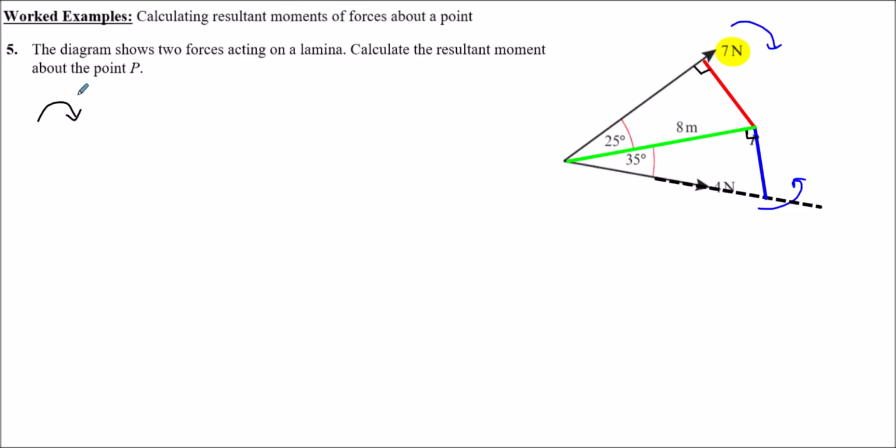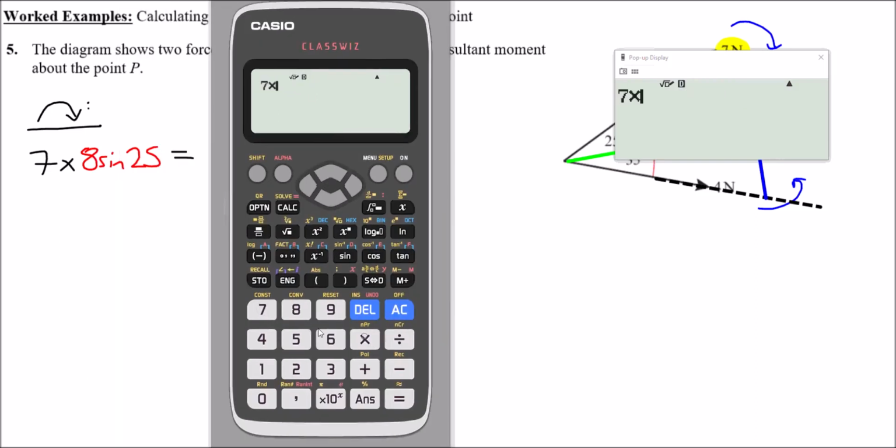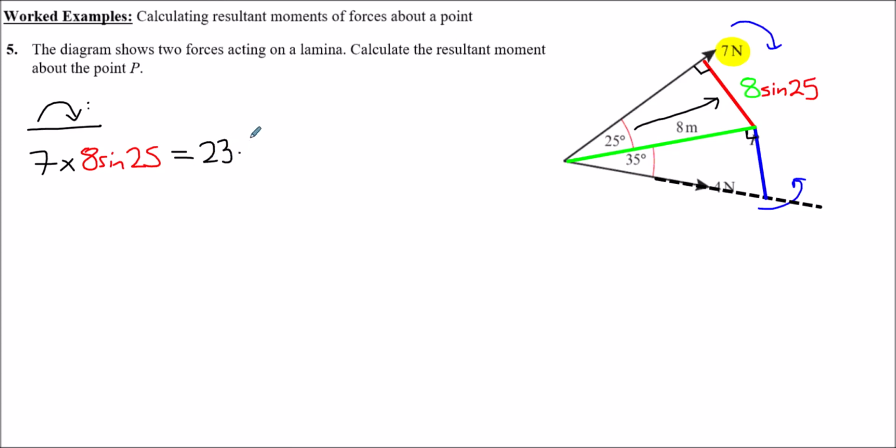So acting in the clockwise direction is going to be the 7 Newton force. So this distance here in red, I need to work out the opposite side to this 25-degree angle. The opposite side is going to be the hypotenuse, which is 8, multiplied by sine of the angle. So it's going to be 8 sine 25. So for the 7 Newton force, its moment is 7 multiplied by this red distance here, which is 8 sine 25, which is 7 times 8 sine 25. That gives us 23.667-ish. And that's acting in a clockwise direction, like I've said.